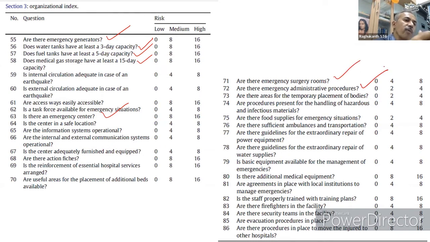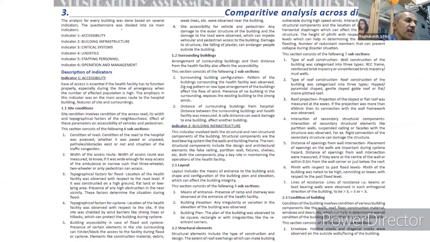So for all these we have prepared a huge questionnaire for our rapid visual screening. We have divided it into accessibility, which is very important for a hospital, whether an ambulance can go there or not; two-wheelers and three-wheelers also become very important. Then building infrastructure, critical systems, logistics, staff personnel, whether the doctors are really there, then operations and management. All these things have to be taken care of because it is a hospital building.